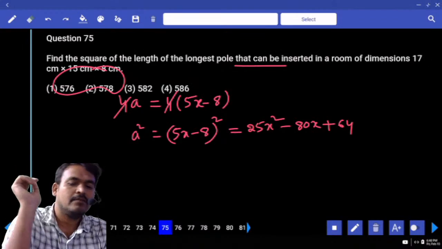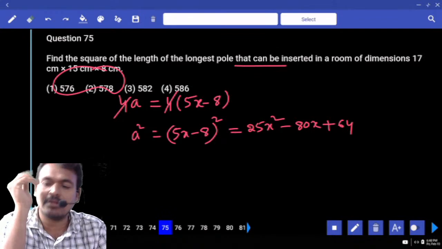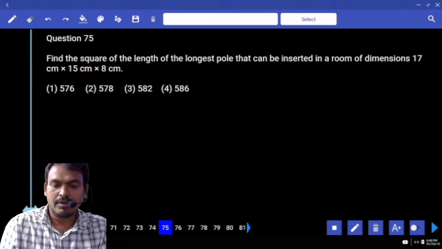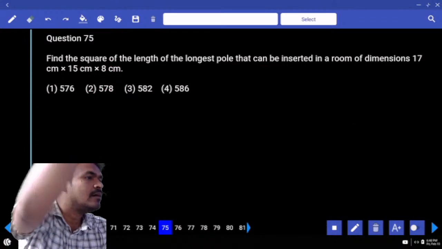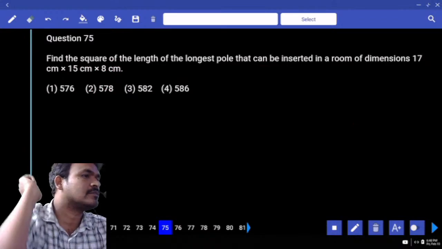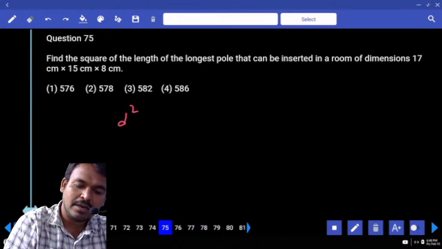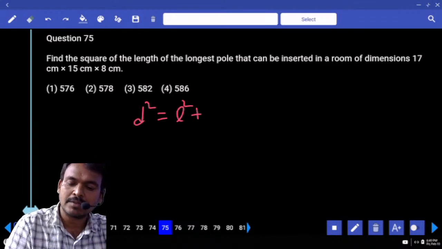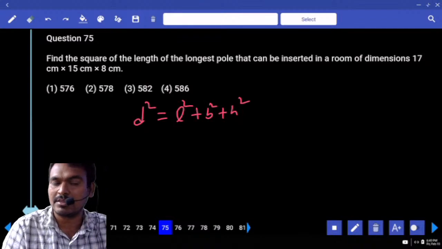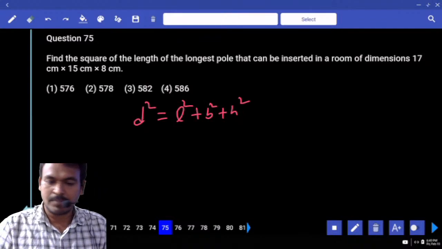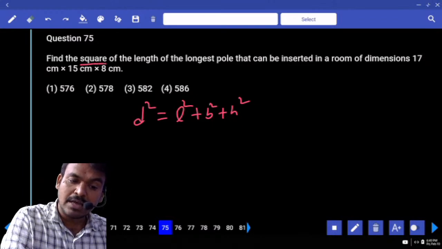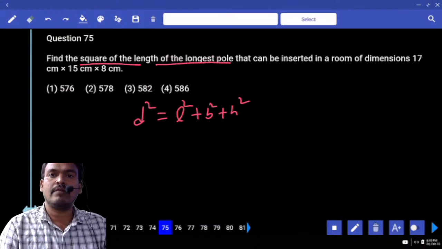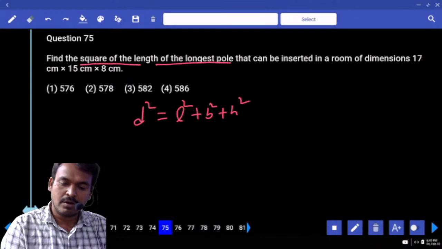Next, 75. Find the square of the length of the longest pole that can be inserted in a room of dimension 17, 15 and 8. We require the largest possible length in a room, so it will be the diagonal. What is the diagonal formula? D square equals L square plus B square plus H square, because it is 3-dimensional. Clearly mentioned, find the square of the length of the longest pole. So we require D square.